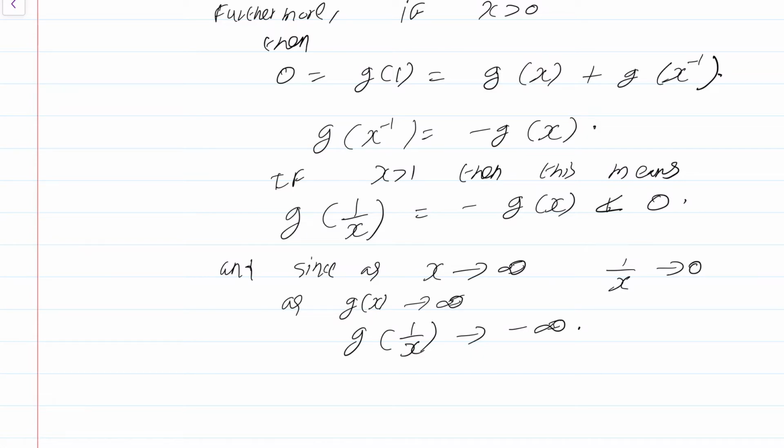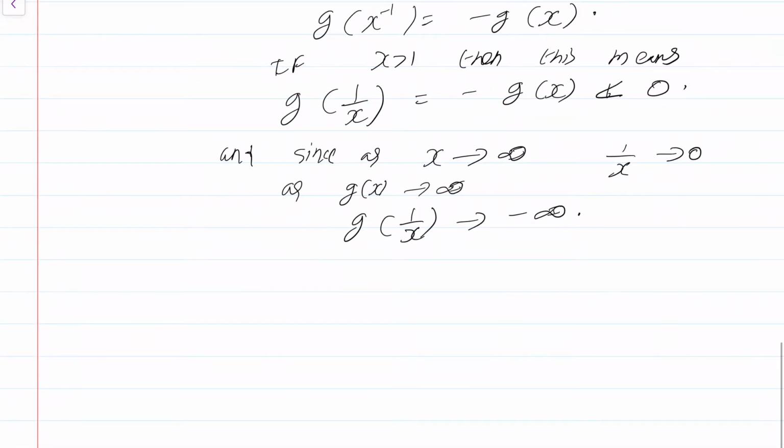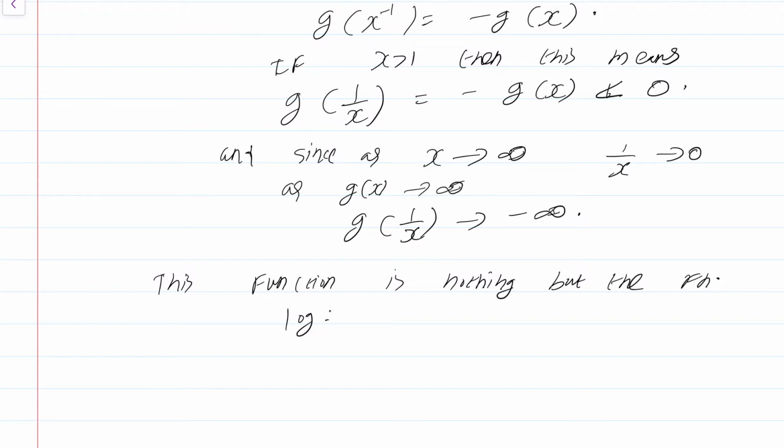Okay, because g of 1 by x is just minus g of x. So this function g is nothing but the logarithm, the function log from 0 infinity to R. Now we have shown several properties of the logarithm, but we still do not have enough data to draw its graph. For that we need the second derivative.